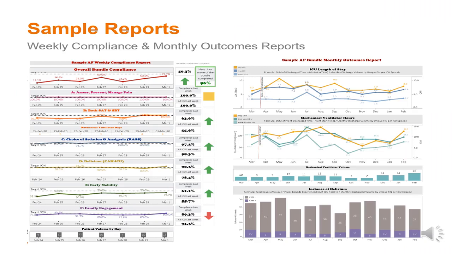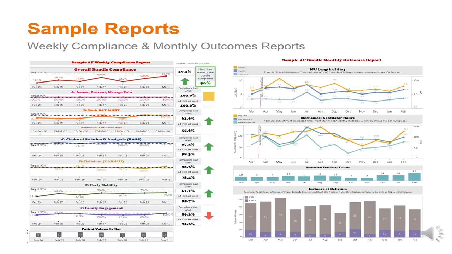Compliance performance reports were sent on a weekly and monthly basis. The monthly distribution included a view of key outcome metrics like ICU length of stay, mechanical ventilation hours, and incidence of delirium to help the clinical team understand the impact of the A through F bundle on patient outcomes. Here we have samples of the weekly compliance report on the left and the monthly compliance report on the right.